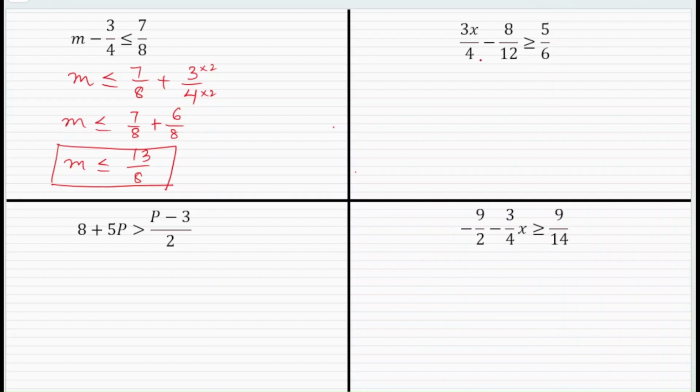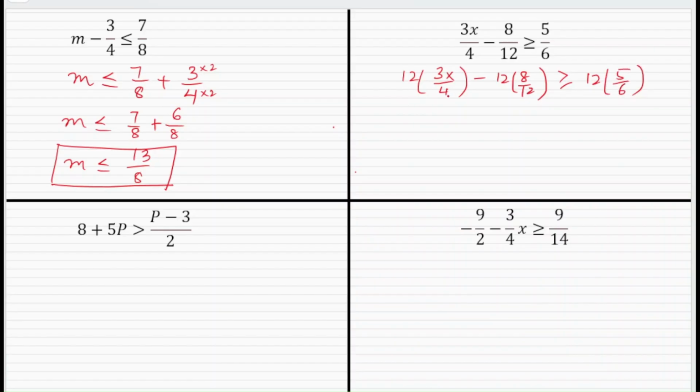What is the common factor for 4, 12 and 6? Is it 12? Yes. So I will be multiplying each term with 12. So 12 times 3x over 4 minus 12 times 8 over 12 greater than or equal to 12 times 5 over 6. Why have I done it?